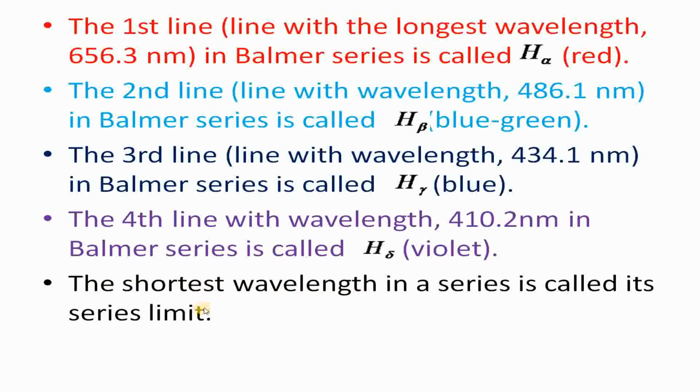One more thing we have to know: the shortest wavelength in a series is called its series limit. For this, the transition has to take place from n equal to infinity to that particular series. For example, for the Lyman series, if you want to get the series limit, the transition has to take place from n equal to infinity to n equal to 1. That is for the Lyman series. If you want to get the series limit of the Balmer series, the transition has to take place from n equal to infinity to n equal to 2, and so on.